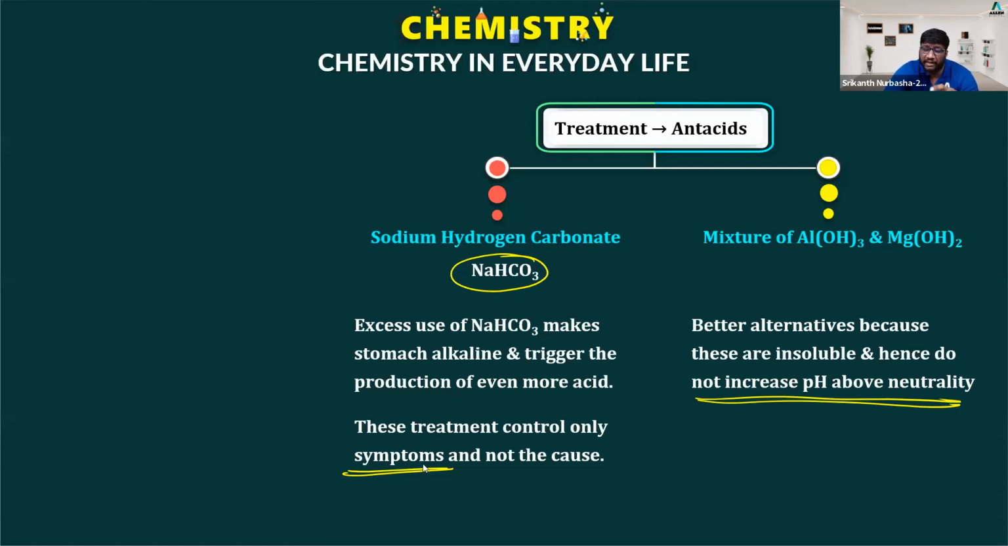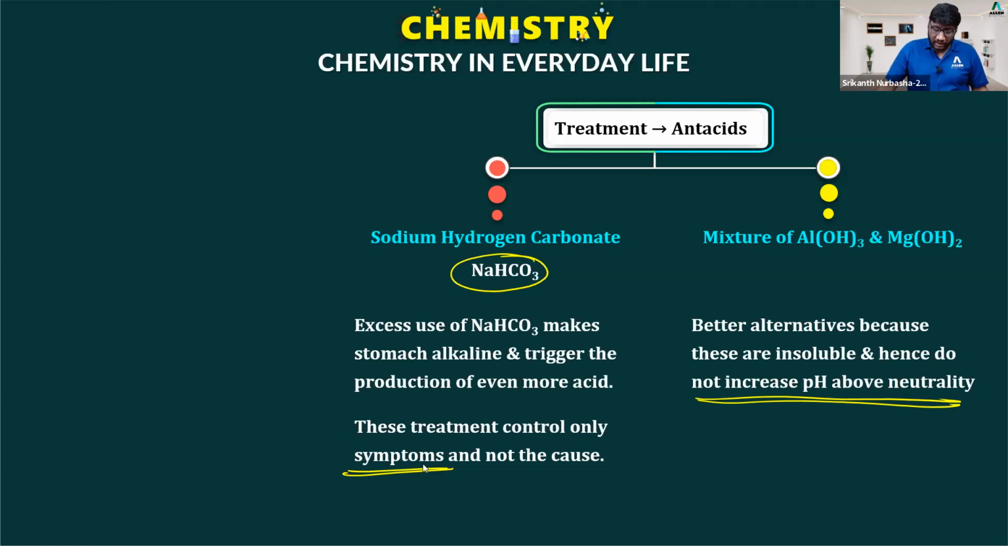Taking a base is controlling the symptoms only, not the cause. What was the cause? Production of more acid. The acidity can be controlled if you control the production of acid. It's not that the acid has to be produced so that we can take a base. We have to stop the production of more acid. It is not about reacting with the acid already obtained.